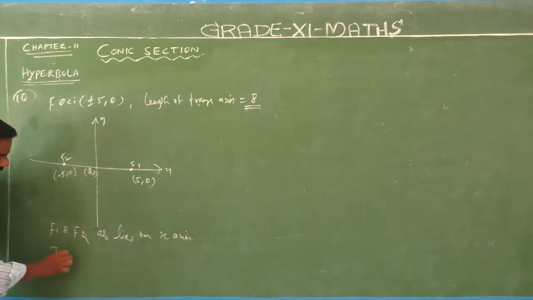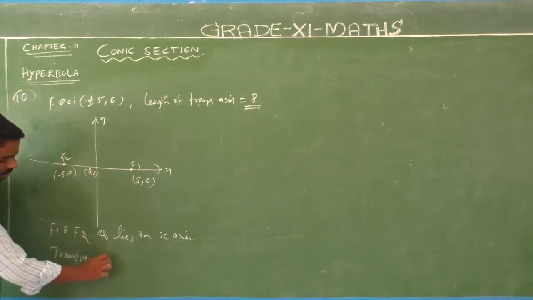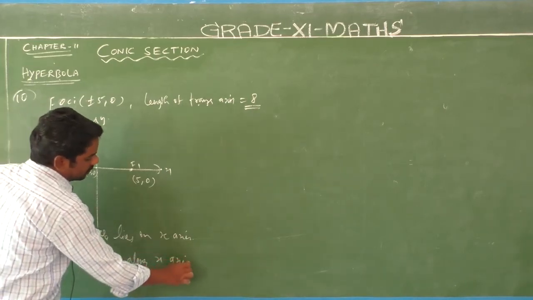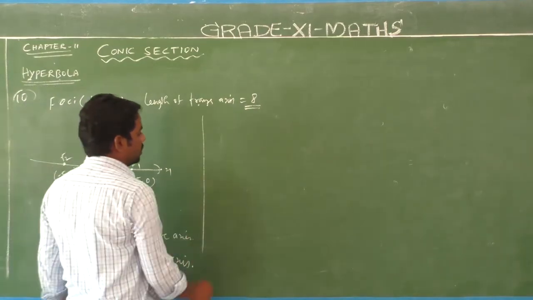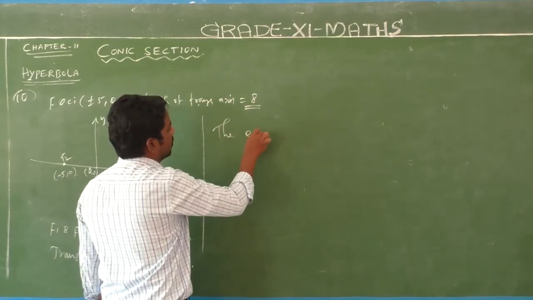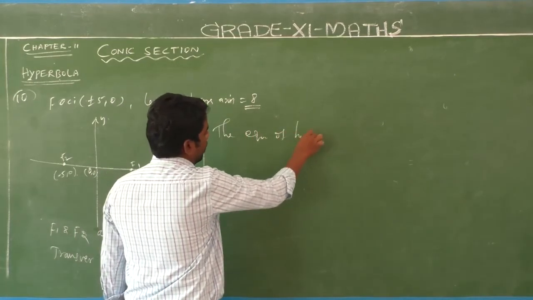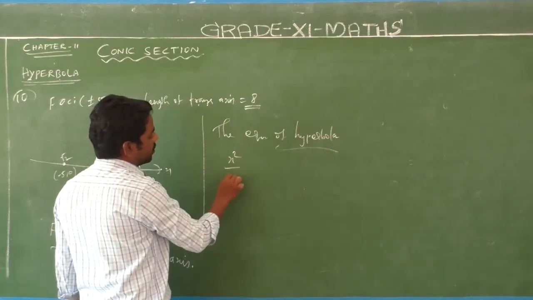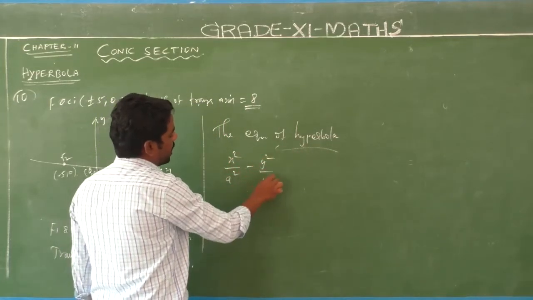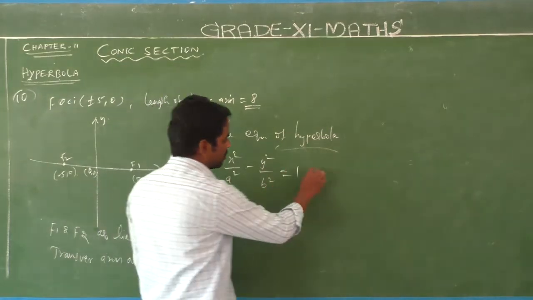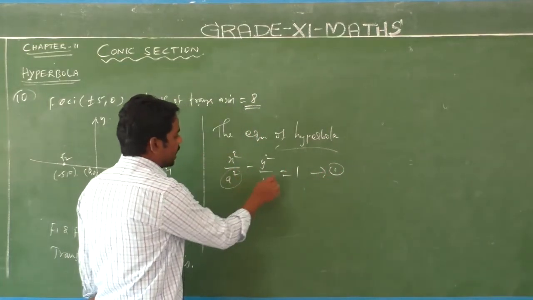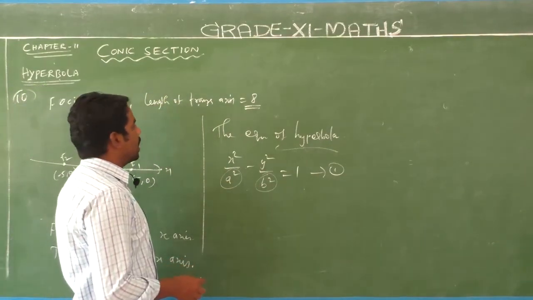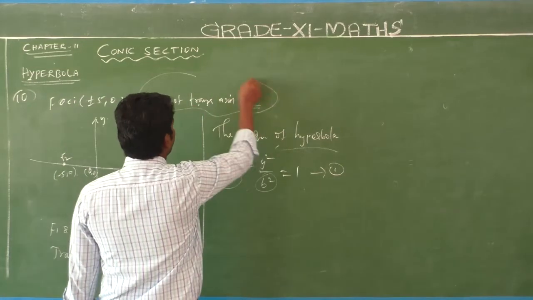Here the transverse axis is along the x-axis, and the equation of the hyperbola is x squared by a squared minus y squared by b squared equal to 1. Okay, this is equation number 1. We need the a squared answer and the b squared answer. And another piece of information is the length of the transverse axis.